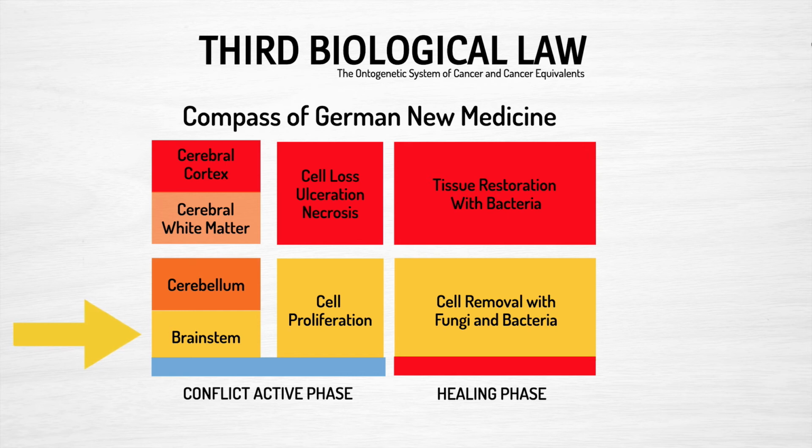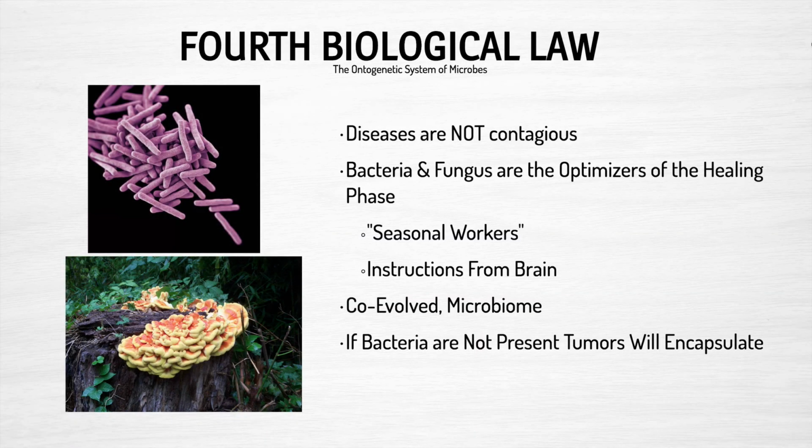We saw that that was a little bit different with the midbrain controlled uterine musculature. Remember the fourth biological law, diseases are not contagious. Bacteria and fungus are the optimizers of the healing phase. So with the uterine candida, there's no dietary change, there's nothing that you would want to do to remove the candida, because they're seasonal workers.